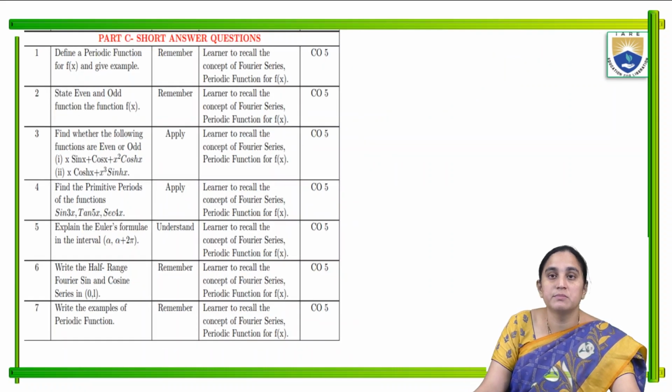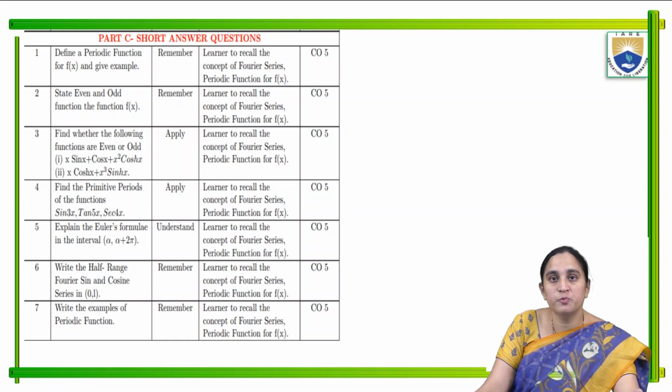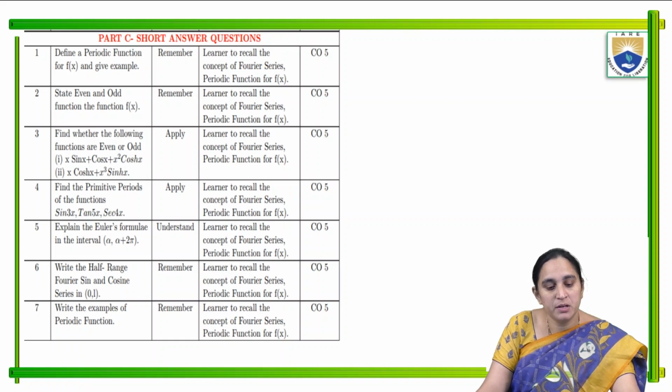Next, part C, short answer questions. Define a periodic function f of x and give an example. Okay, these are important for the quiz. Define a periodic function f of x and give an example.